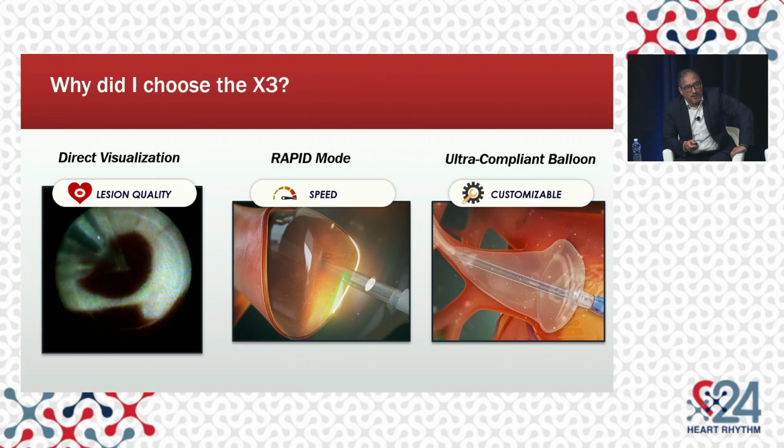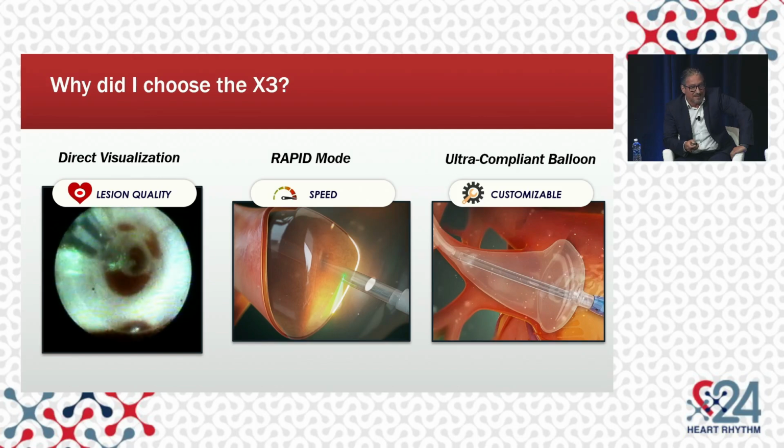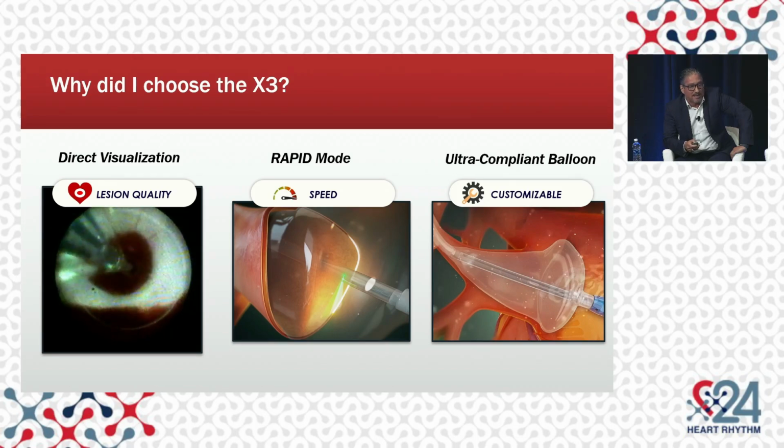So as far as direct visualization, to the left of the screen you can see lesion quality depends directly on how much contact we have. And in this picture, the center of the picture shows the blood pool in the vein, and then surrounding it there's blood as well. If you have the balloon fully expanded, you can, in a single shot or single pass, isolate a pulmonary vein, in this case, the left superior pulmonary vein.